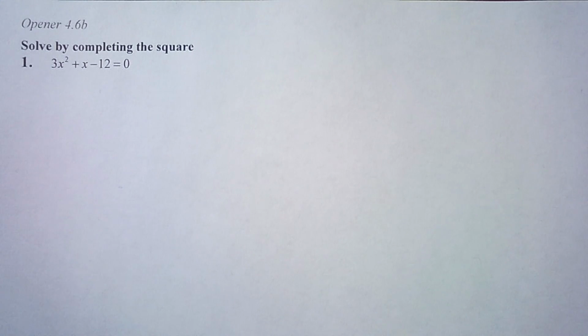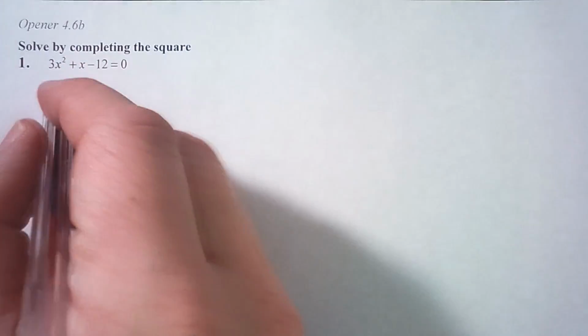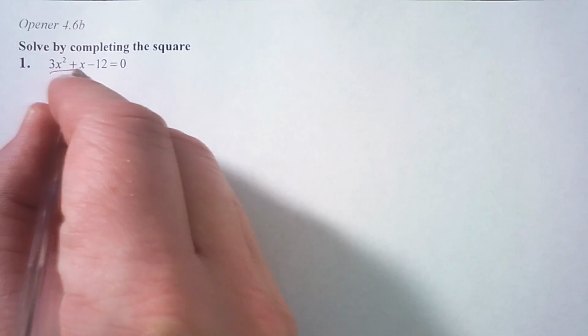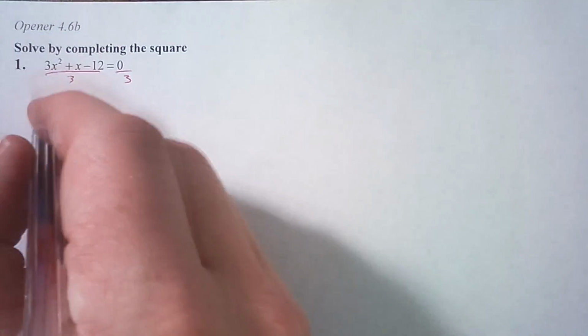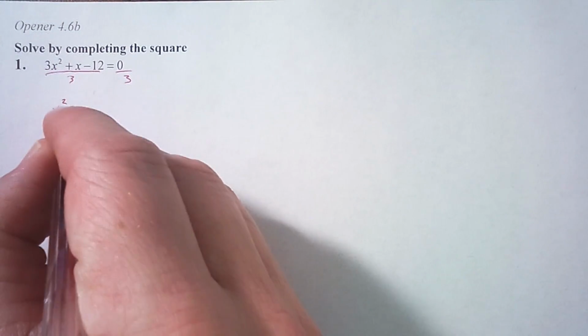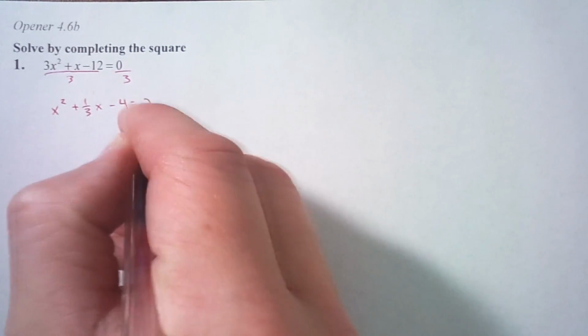Hey guys, today we are going to do a couple practice problems on completing the square just to make sure we keep that skill sharp. In order to complete the square, we have to have a lead coefficient of 1. But right here we have a lead coefficient of 3, so we are going to divide every term on both sides by 3. So we'll have x squared plus 1/3 x minus 4 equals 0.